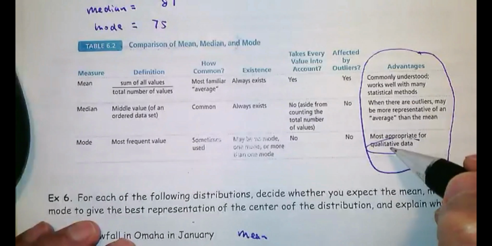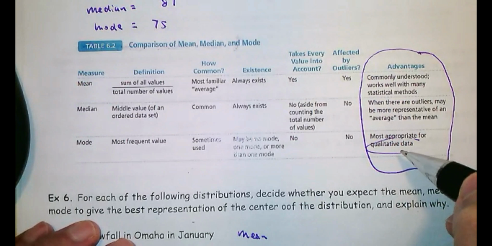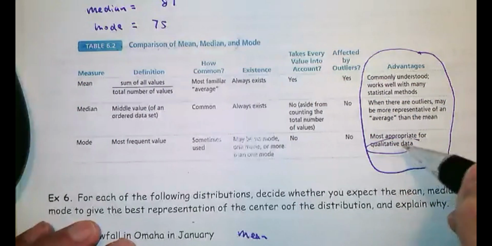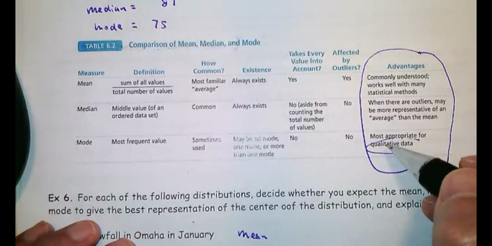For example, mode is most appropriate for qualitative data. By saying qualitative, I mean those data with just a few categories. For example, when you divide people into different genders, in general, you divide people into male and female, right? Those are qualitative data. Also, you can record people's education: high school, college, graduate school. Those are also qualitative because we have a few categories to divide people into.